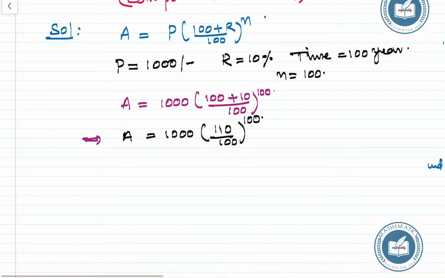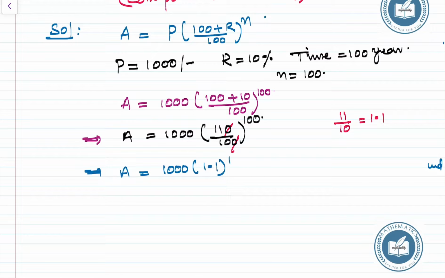Okay. Now we are simplifying in the parenthesis the value 110 by 100. After simplifying, the 0 will be cancelled, divided by 10, so 11 by 10, that is equal to 1.1. So in the next step we can write A is equal to 1000 times 1.1 whole to the power of 100.